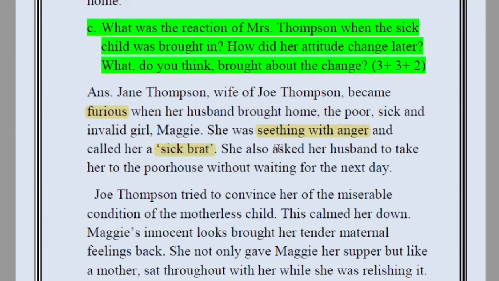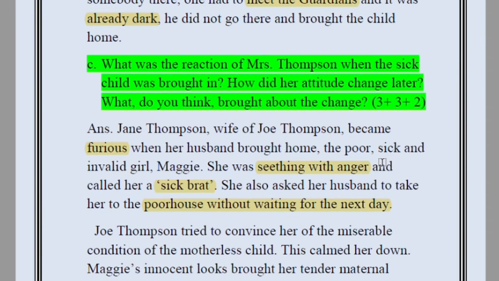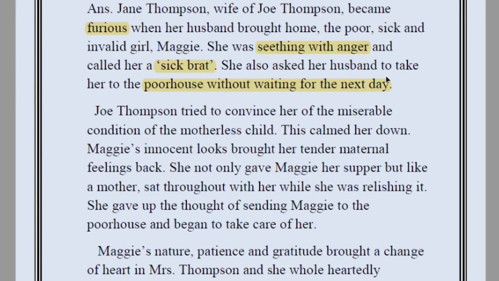She also asked her husband to take her to the poorhouse without waiting for the next day. She said, you go take her to the poorhouse immediately, don't wait for tomorrow. What is the second part of the question? How did her attitude change later? Yes, her attitude obviously changed, and how did it change?